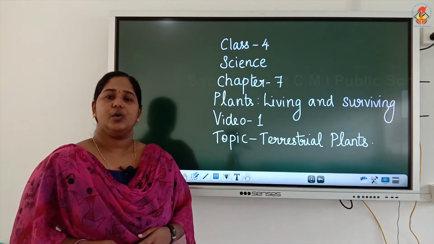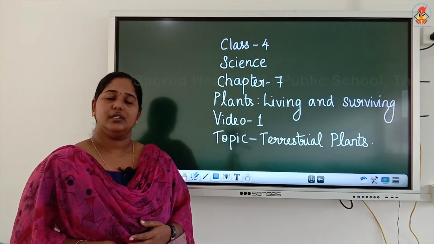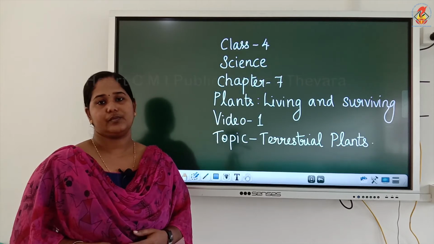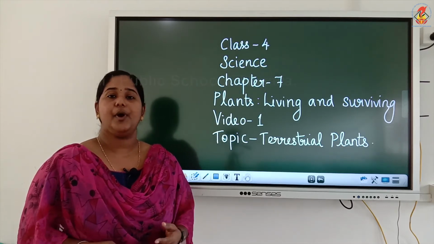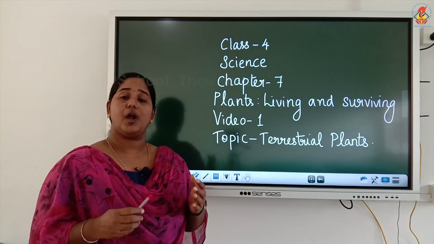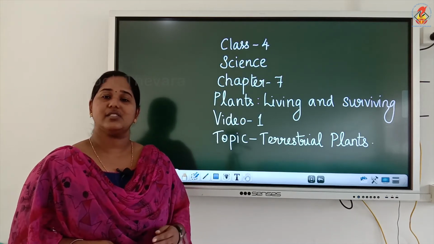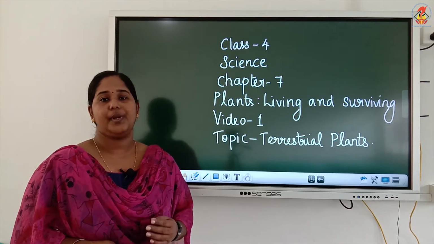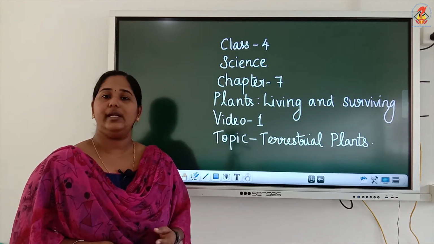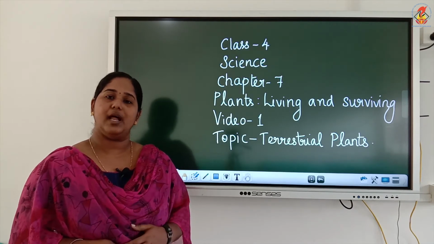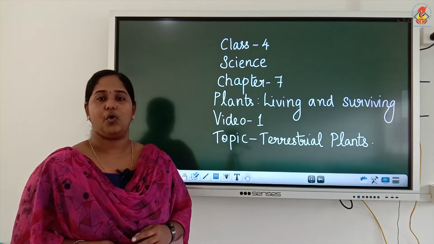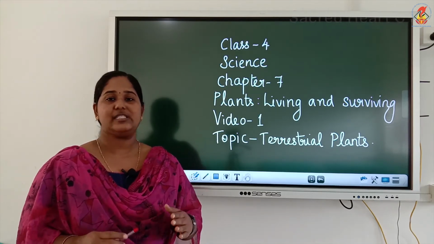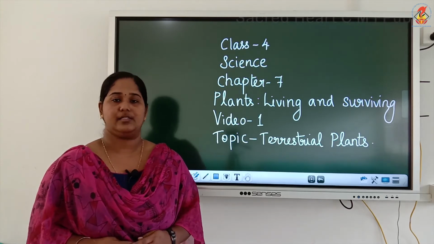So today we are going to study the difference in plants based on where they grow. Depending upon the place where plants grow, they are broadly classified as terrestrial and aquatic plants. Terrestrial plants are plants that grow on land, and aquatic plants are plants that grow in water. So today we are discussing the first section, that is terrestrial plants.